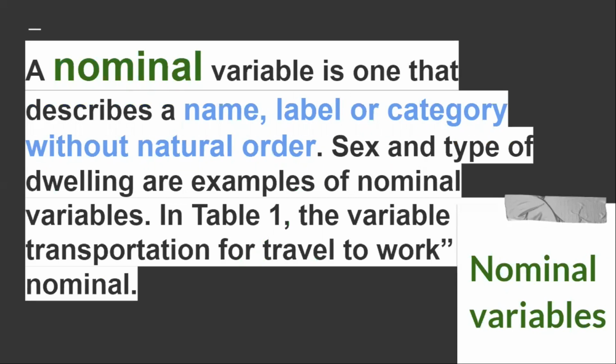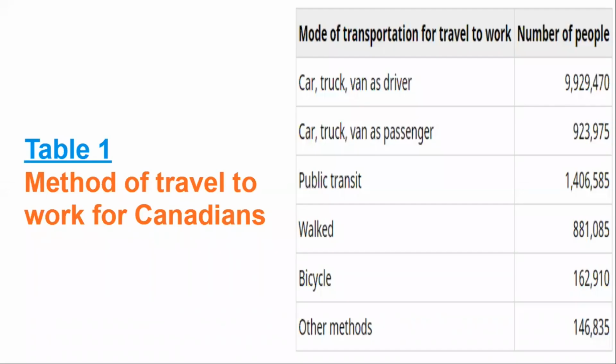The first subcategory of a qualitative variable is the nominal variable. A nominal variable is one that describes a name, a label, or a category without natural order. For example, sex and type of dwelling are examples of nominal variables. In the table that follows, we have the variable transportation for travel to work, which is nominal. The table presents the method of travel to work for Canadians.